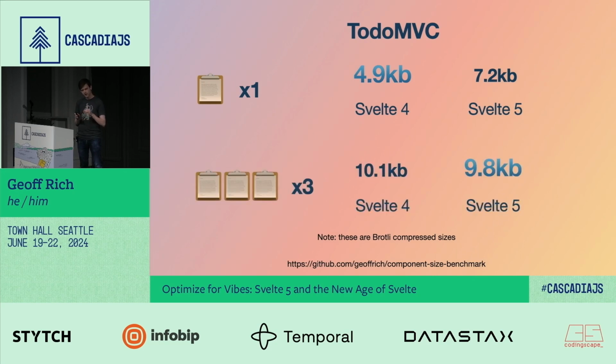At that point, the Svelte 5 app is actually smaller than Svelte 4, 9.8 as opposed to 10.1, because the larger runtime means that not as much needs to be compiled into the component. And these savings will only increase the larger your app is.